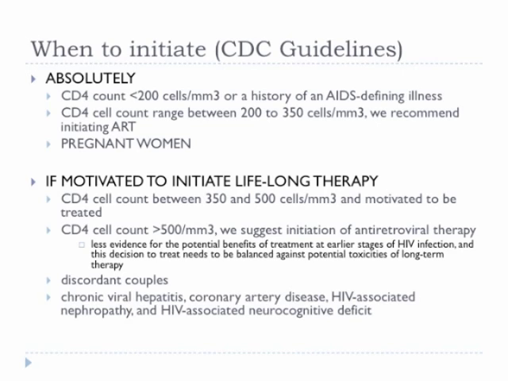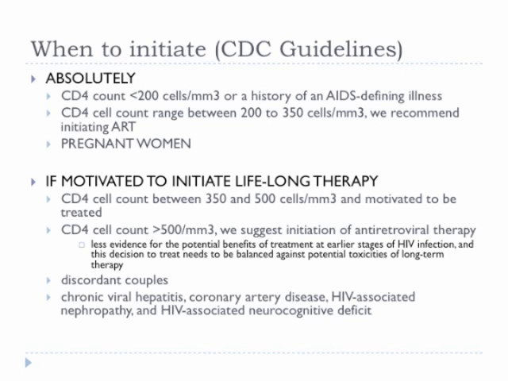So when do we provide antiretroviral therapy? Well, we don't just give it to anyone who's HIV positive unless there are some other indications for it. So we absolutely give it if their CD4 count is below 200 or they have an AIDS-defining illness, or if their CD4 count is between 200 and 350. We definitely recommend initiating it, and definitely to pregnant women because we don't want vertical transfer of HIV.